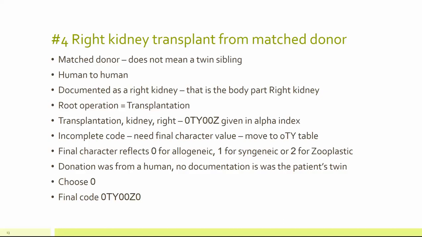We have 3 options for our qualifier value. We have 0, 1, and 2. 0 is for allogenic, 1 is for syngeneic, and 2 is for xenoplastic. This kidney came from another human being, but it is not identified that that human being was a twin sibling. We're going to choose 0 for our final character value. Our final code for a right kidney transplant from a matched donor is 0TY00Z0.